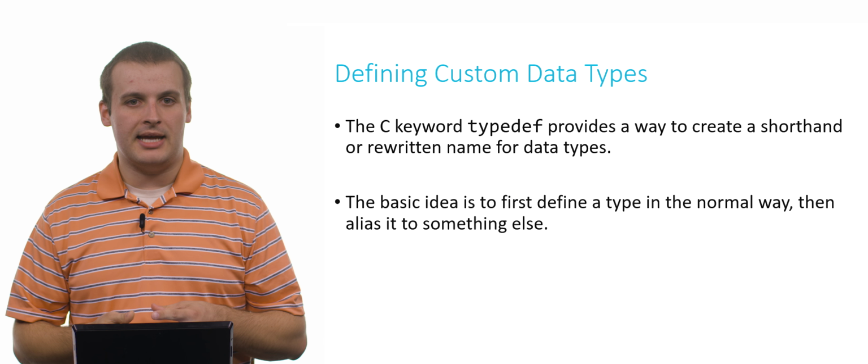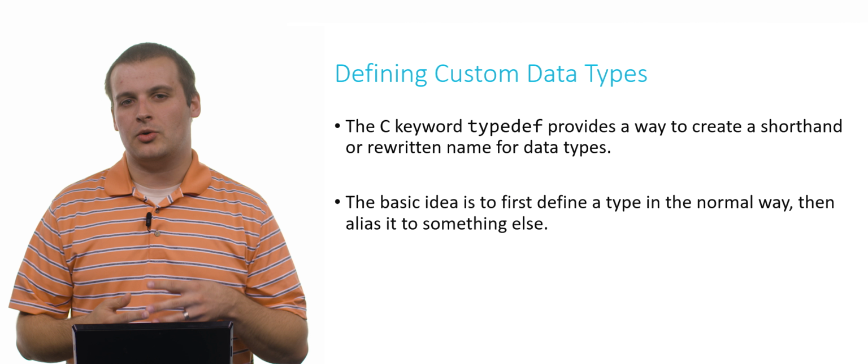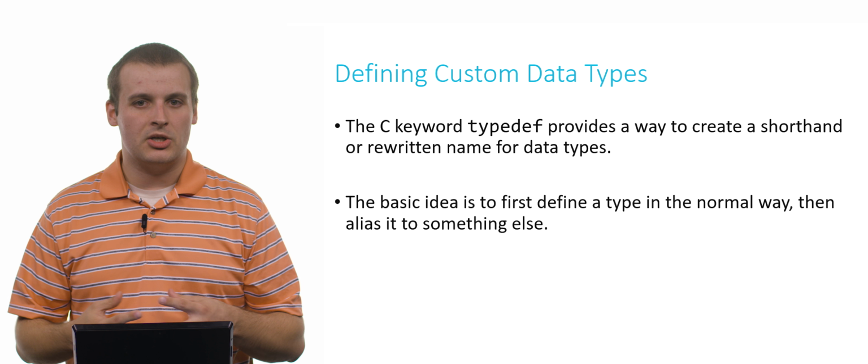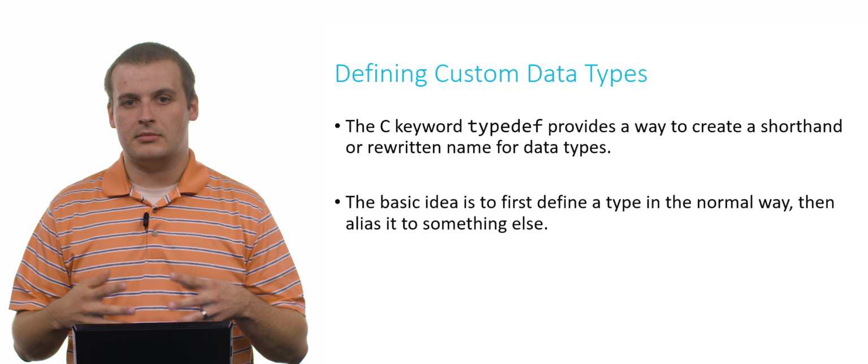That's a lot to type if we just want to have something simple like a structure. We want to be able to work with things in a more shorthand way, like int or char, something a lot more convenient to type. Fortunately, there's a way to do this in C with something called typedef, which is a way to create shorthand or rewritten names for data types. You can rewrite data types that already exist, or you can write data types of your own.